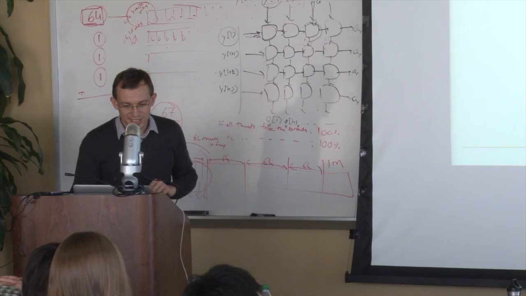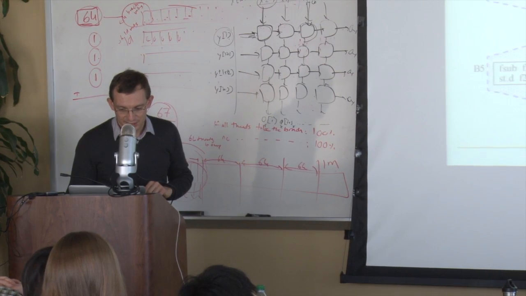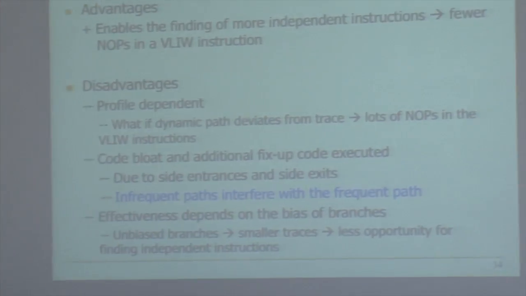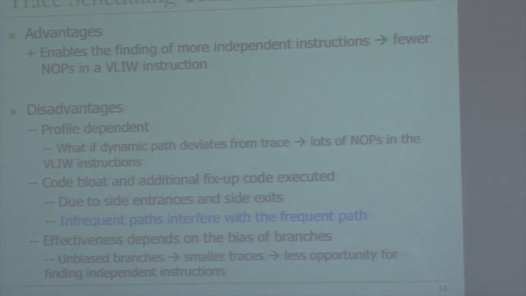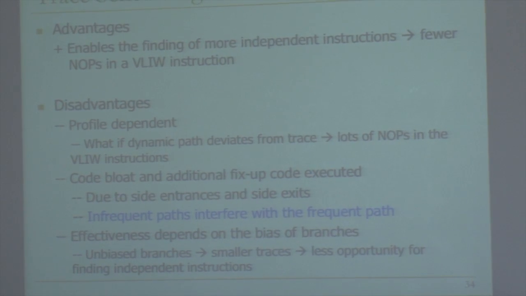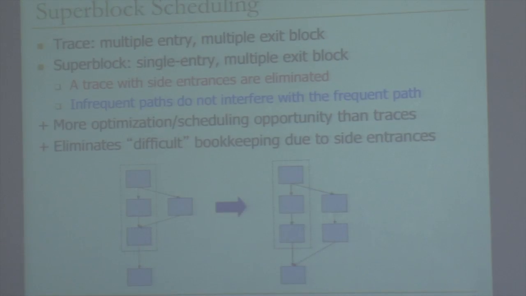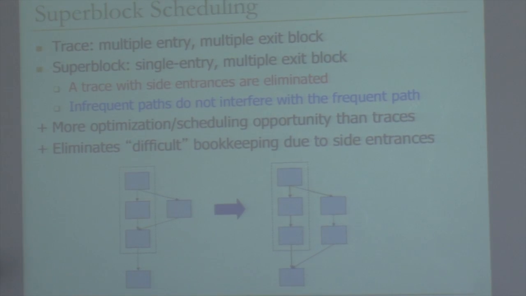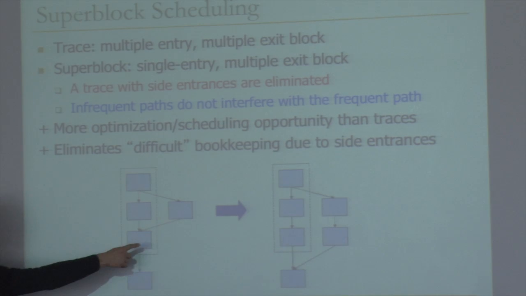And to eliminate those side entrances, people have developed superblock scheduling. If you go back to the last lecture, you'll see that the infrequent paths interfere with the frequent path due to side entrances, whereas a superblock is basically a trace with side entrances eliminated. What's a side entrance? A side entrance is this, right?